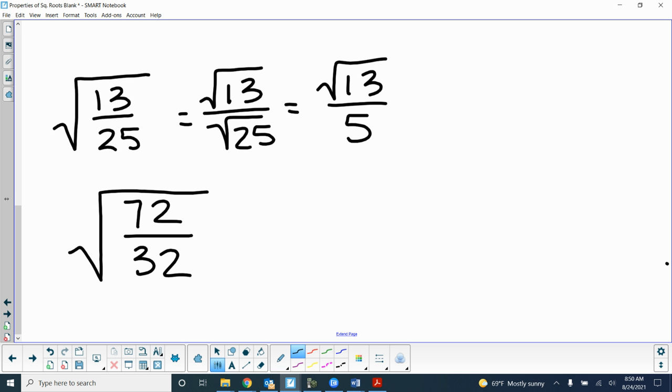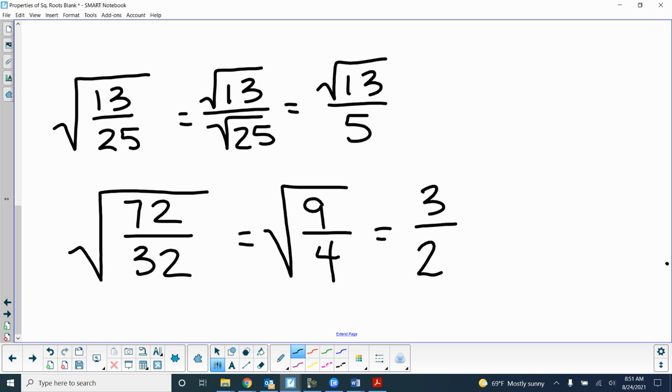All right, so what happened here? What did you do first? Simplify? What goes into both? 8? Oh, okay. So what's 72 divided by 8? 9. What's 32 divided by 8? 4. Oh, those are nice numbers. Why? They're perfect squares. So what's our answer? What's square root of 9? 3. Square root of 4? 2. Nice job. Okay, let's try one more.